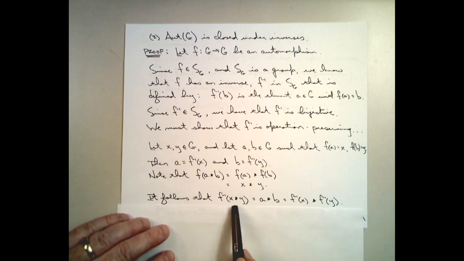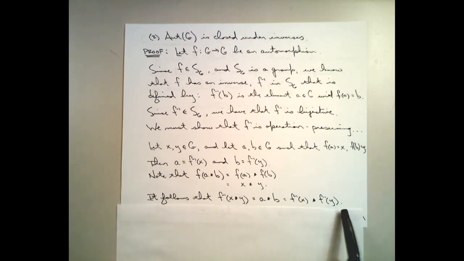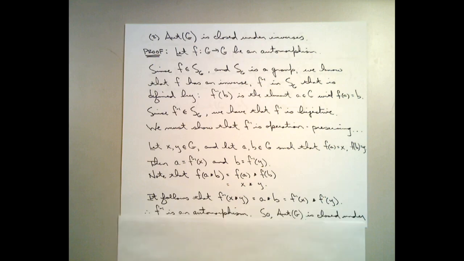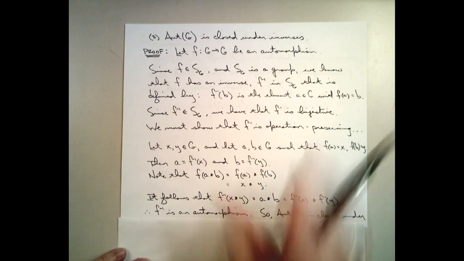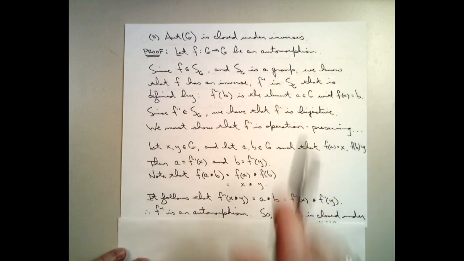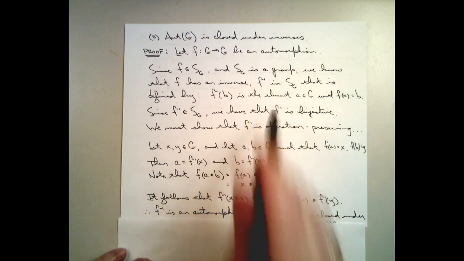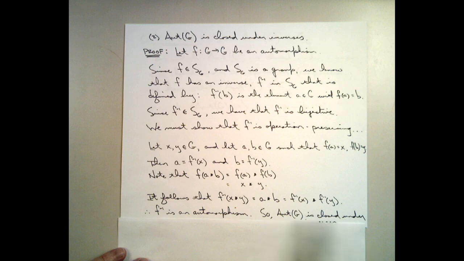So we have that F inverse of X star Y is the product of F inverse of X and F inverse of Y. F inverse preserves the operation. It's also bijective, so that makes F inverse an isomorphism from G to G, therefore an automorphism. So if I pick an F out of the set of automorphisms, I know that F inverse is in that box also. The automorphisms are closed under inverses.